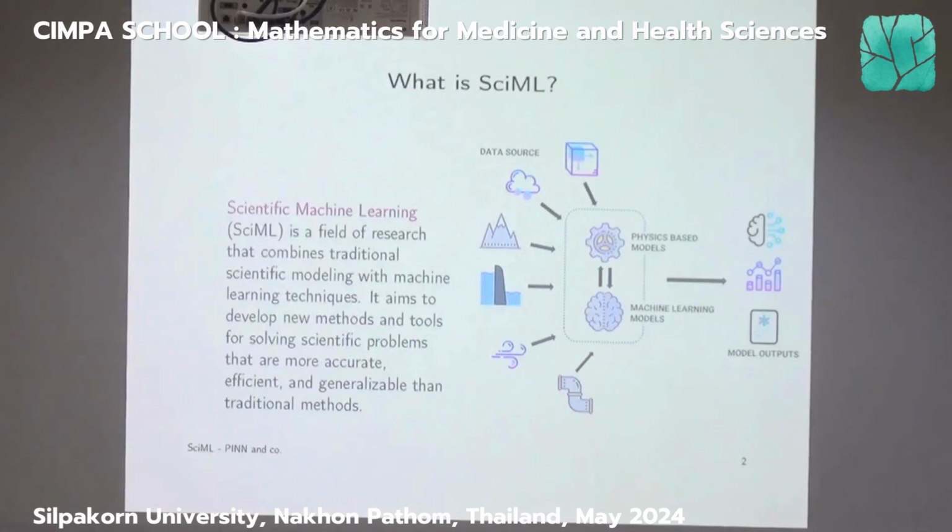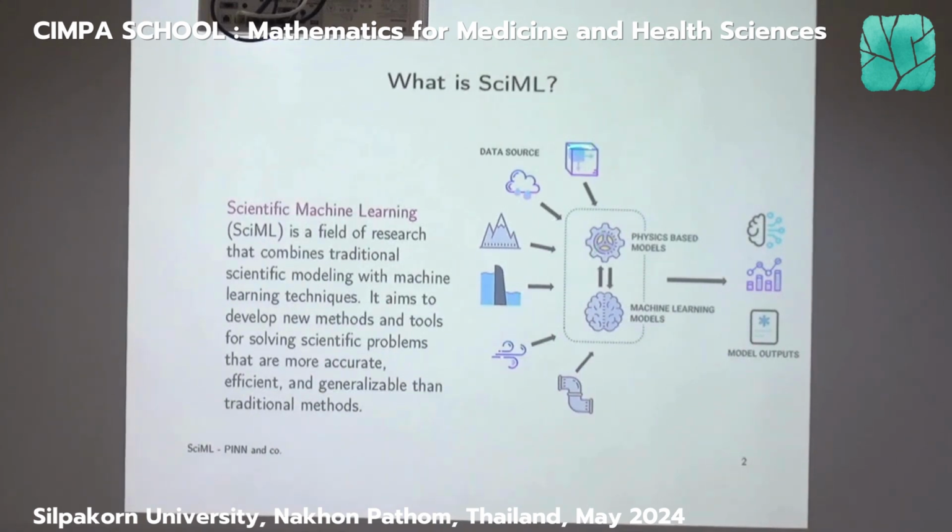So what is scientific machine learning? It's a field of research where we combine traditional scientific modeling with machine learning. That's the whole idea. Its aim is to develop new methods and tools to solve scientific problems in such a way that they're more accurate, efficient, generalizable, and very often we can do with machine learning things that cannot be done in a reasonable time, sometimes because of the complexity of the underlying physical phenomenon.